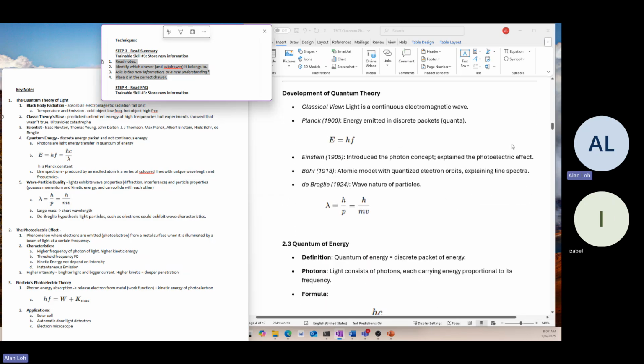Yes, let's do the same drill. Read with this technique and then tell me when you're done. Let's start now.